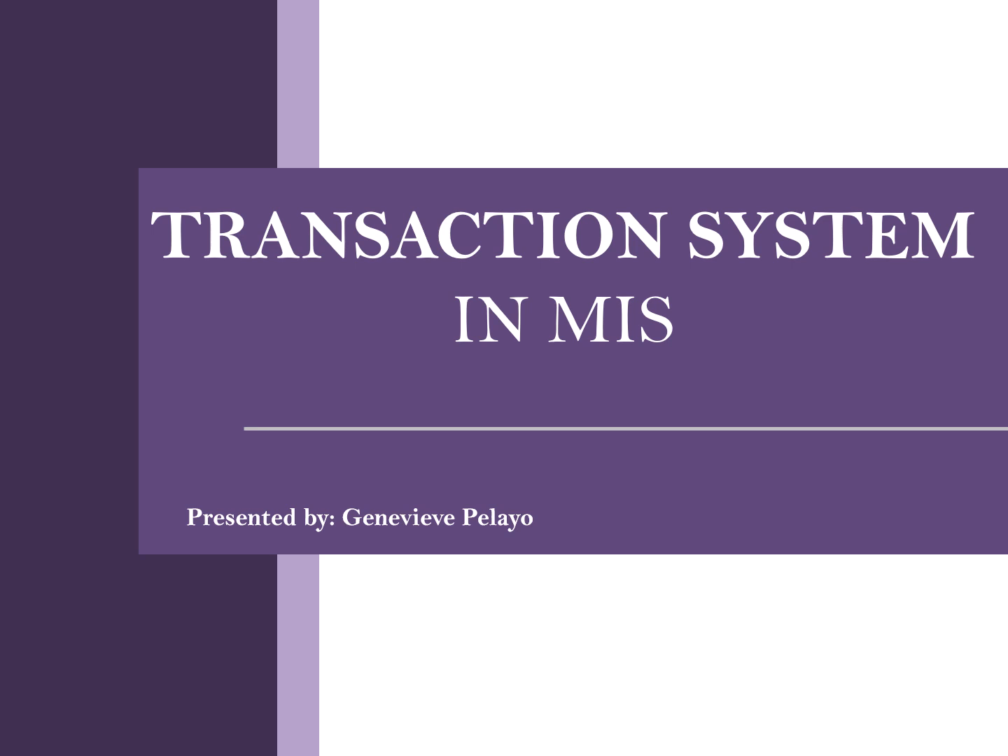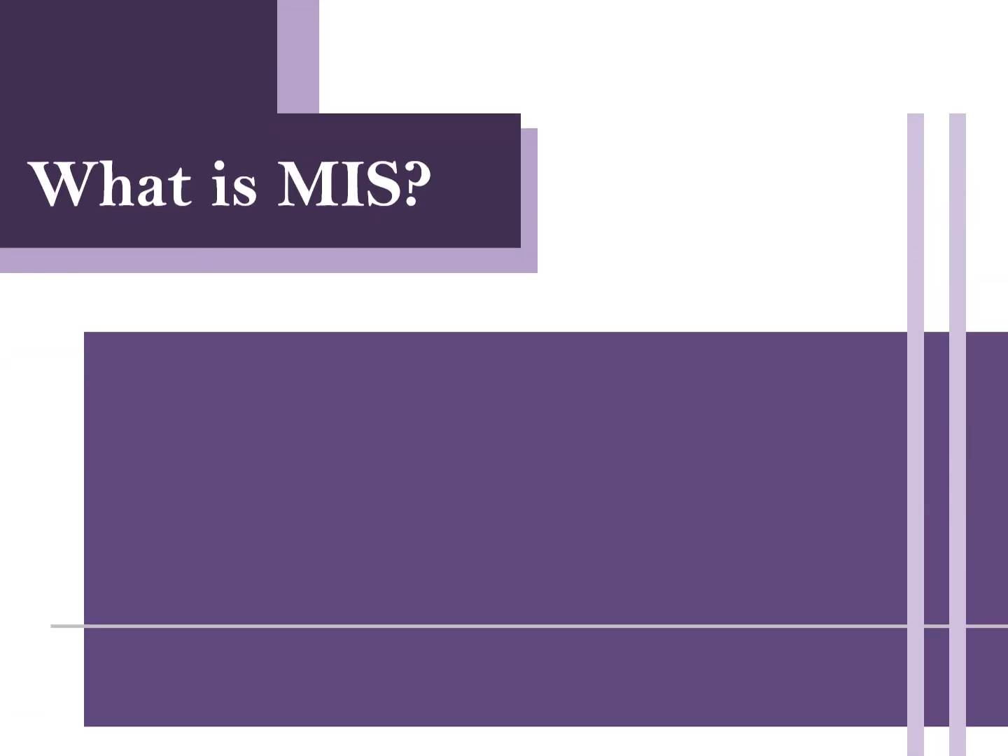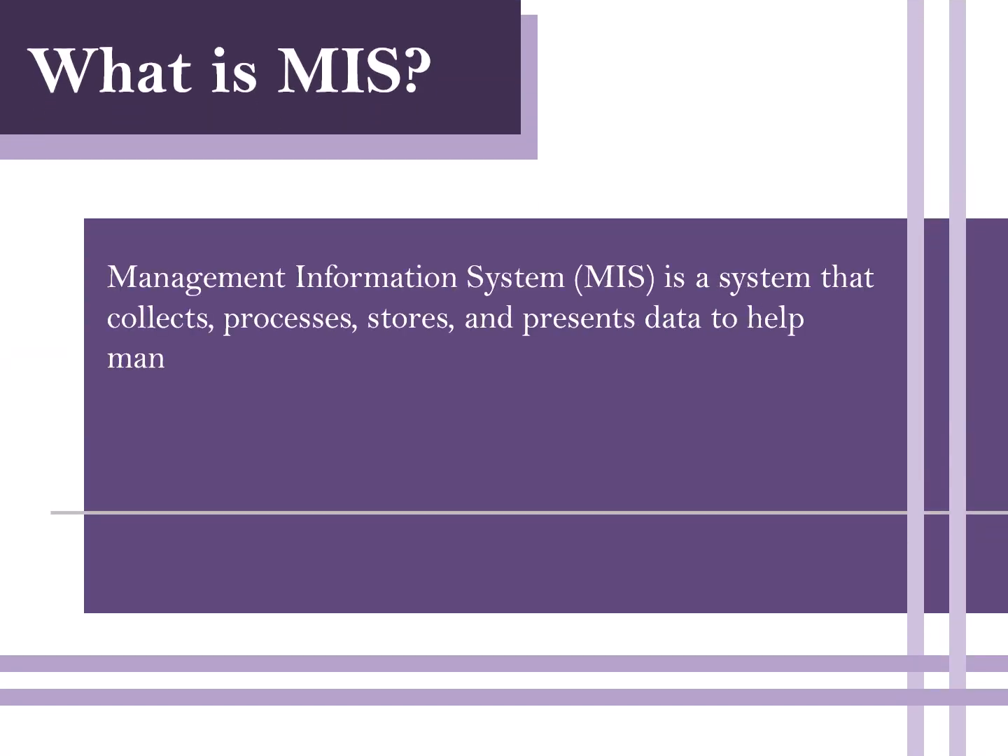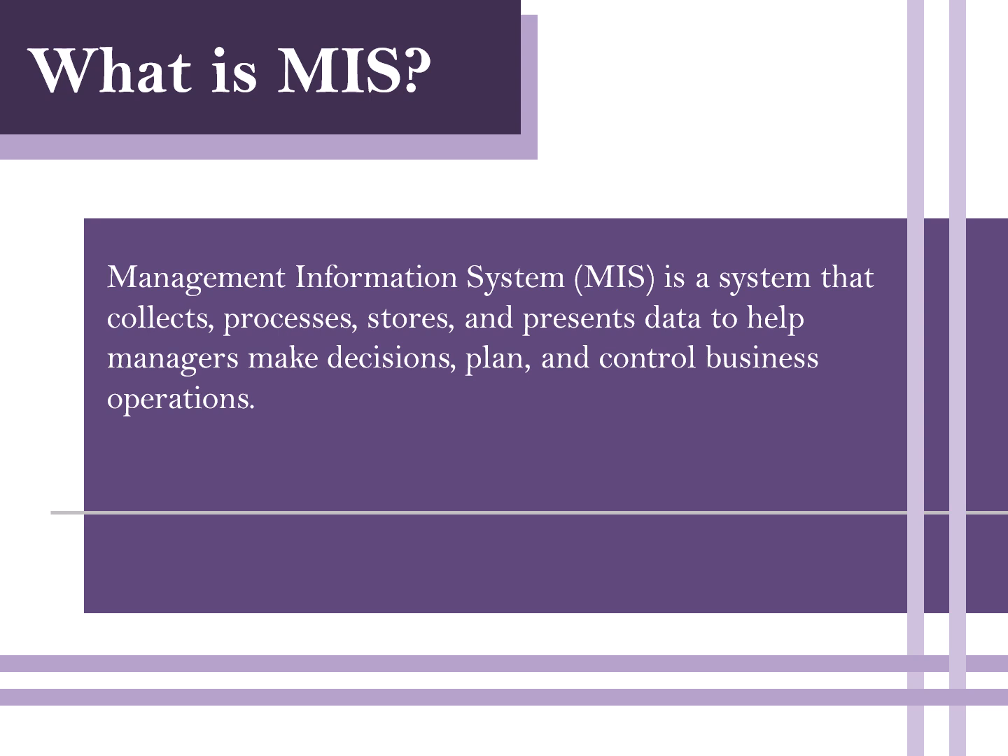So before we dive in, let us know what MIS is. So what is MIS? It is a management information system that collects, processes, stores, and presents data to help managers make decisions, plan, and control business operations.